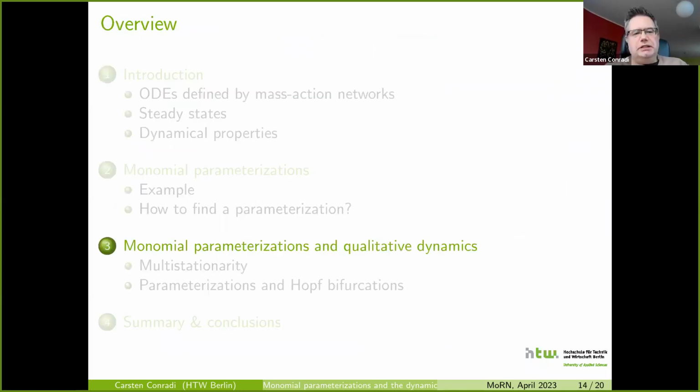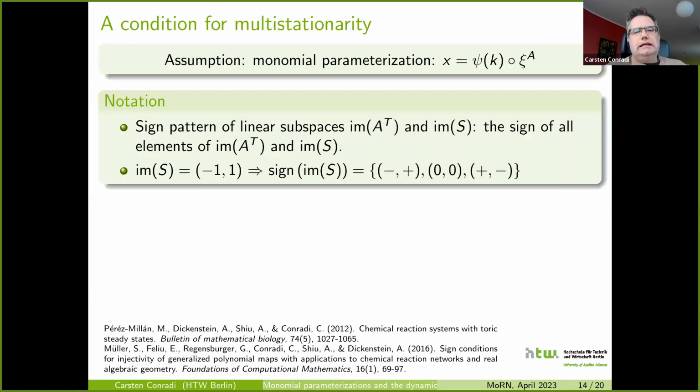And this brings me to the final part of my talk, the monomial parameterizations and qualitative dynamics. And I'd like to start with multistationarity. So the next couple of slides, I will talk about a reaction network where we have found a monomial parameterization. And from this parameterization, we will need this matrix A. Remember, as I said earlier, if you have a monomial parameterization, then we have these two objects, the function psi and the matrix A.